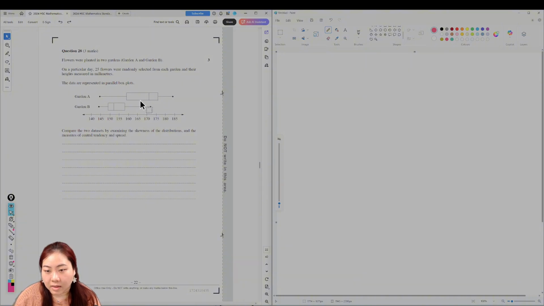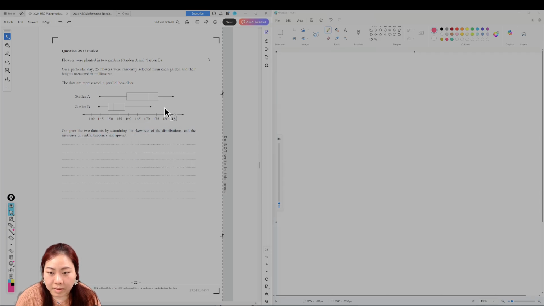Garden A skews negatively and garden B skews positively. Measures of central tendencies. Garden A has a mean of about 172, whereas garden B is about 152-ish. So garden A is much taller than garden B.